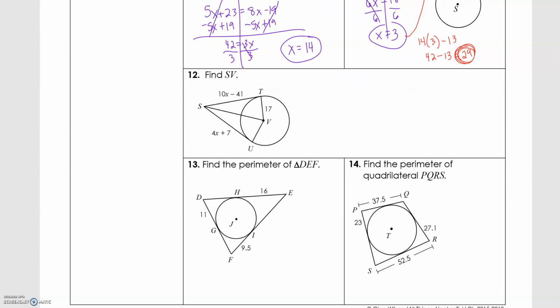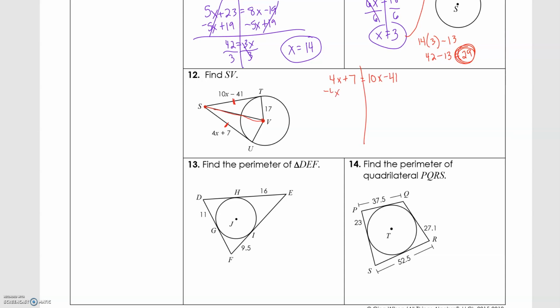Alright, so number 12, it's asking us to find SV. This one's a little bit harder because I don't really know anything about SV. But I do have that these two over here are tangent, so I'm going to set those two equal to each other.